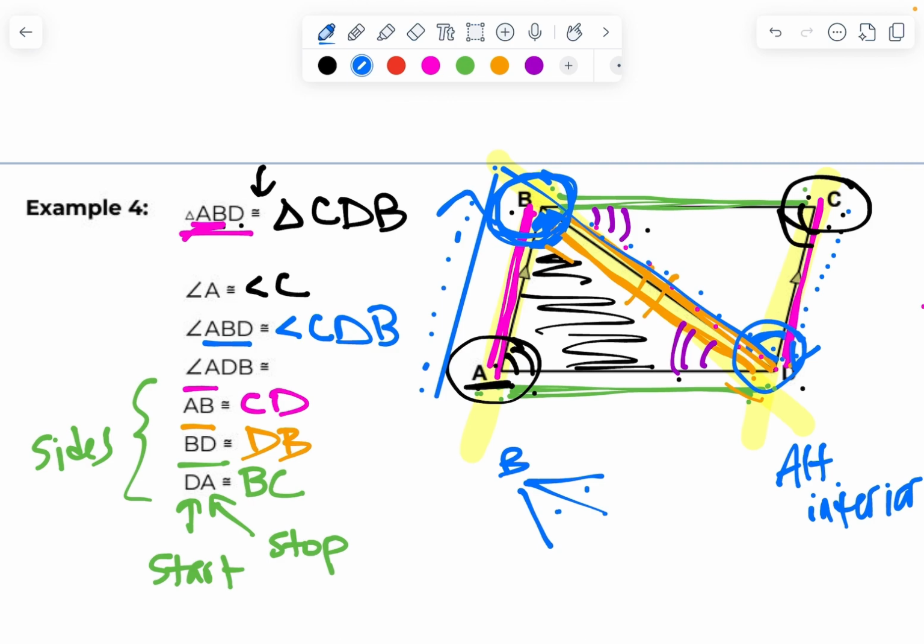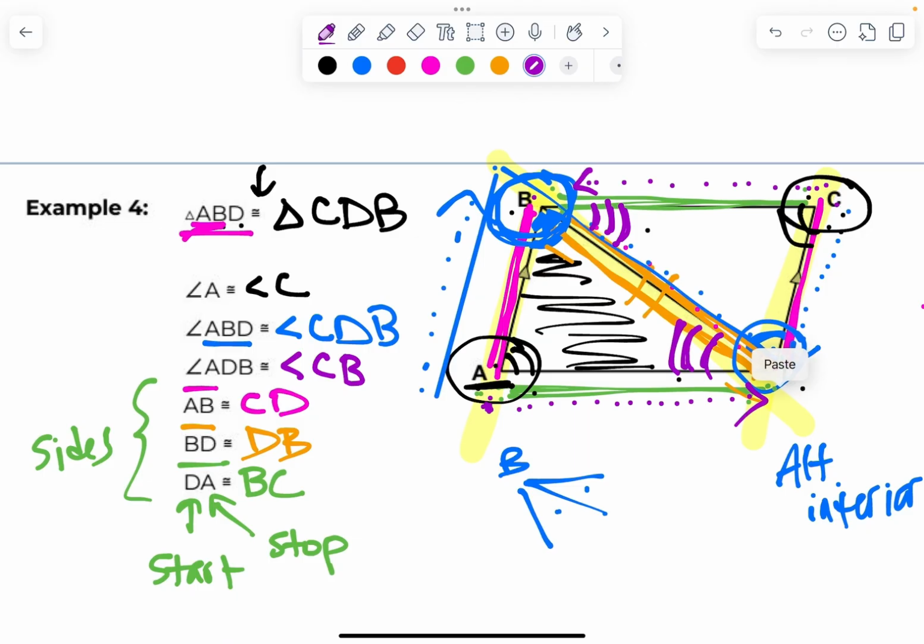Then the last one we have is ADB. ADB is this purple one that we have marked up. So we're starting again at this black angle A. We're going along this green side to where we hit these three purple arcs. So we're going to do that same pattern. We're going to start at the black angle. We're going to go along the green side to those purple arcs on that top triangle. So it's C, B, angle C, B. And then the last step here, A to D to B, that's going up through this orange side.